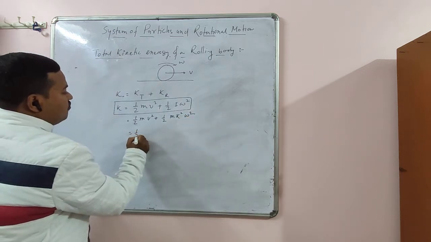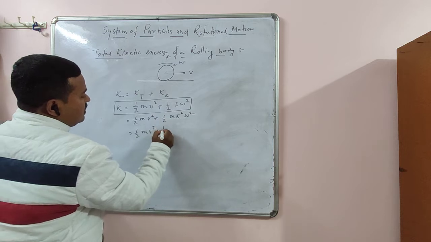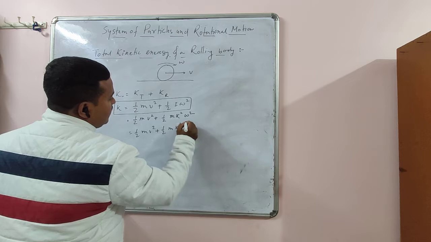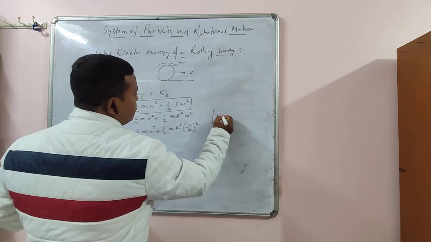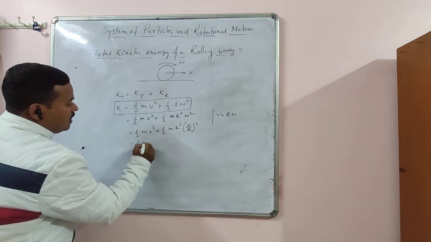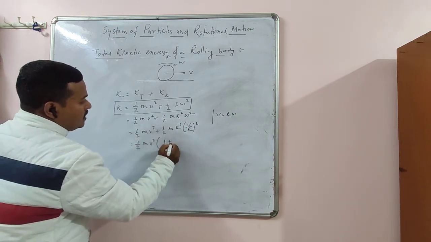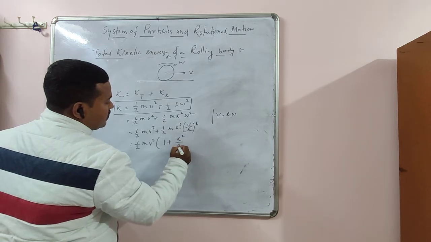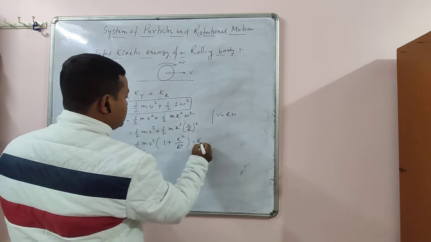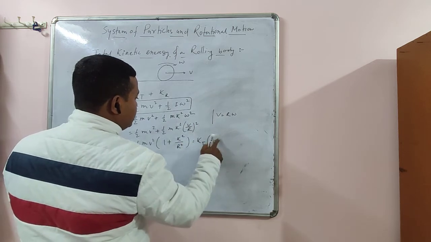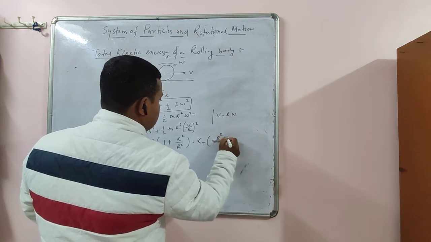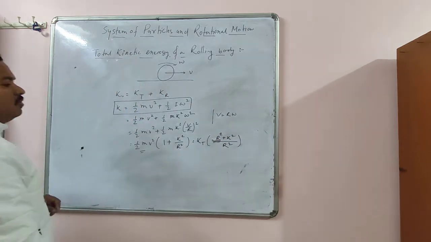Or half m v square plus half m k square, and omega you can write as v by r, because you know v is equal to r omega. So from here you can take half m v square common, it will be 1 plus k square by r square. This is the kinetic energy of translation into 1 plus k square by r square.